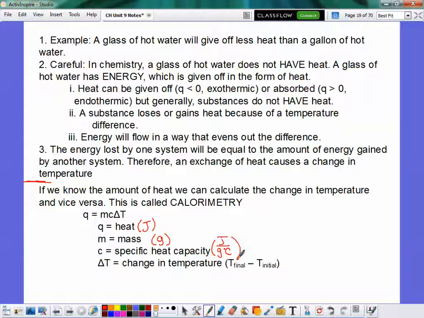Okay? And then delta T is change in temperature. That's going to be in degrees Celsius, and it's always final minus initial. The final temperature minus the initial temperature. The temperature you end at minus the temperature that the substance starts at. Okay? So let's do some practice problems with these calculations.